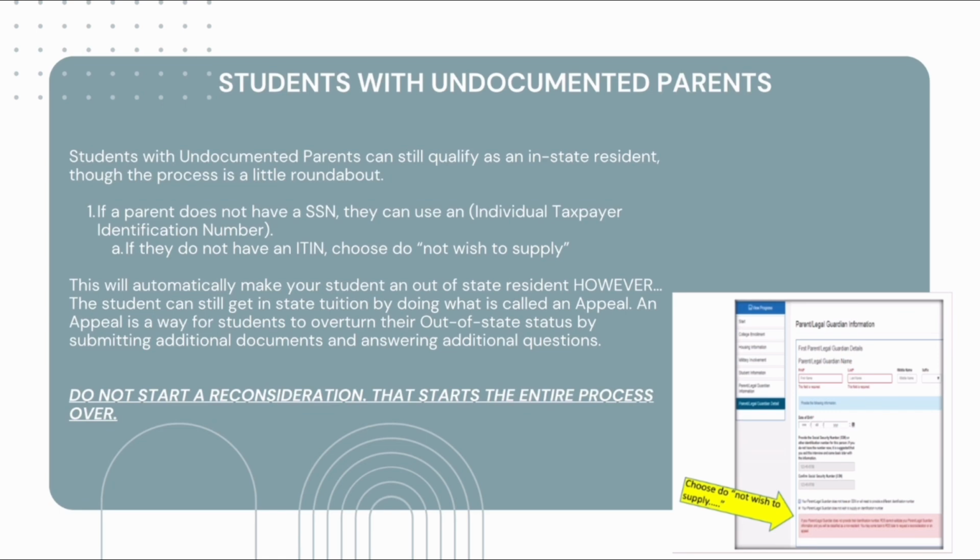If a parent does not have a Social Security number, they can use an Individual Taxpayer Identification Number, or ITIN. If they do not have an ITIN, choose "do not wish to apply." This will automatically make your student an out-of-state resident. However, the student can still get in-state tuition by doing what is called an appeal. Make sure you do not start a reconsideration. That will make you start the entire process over.